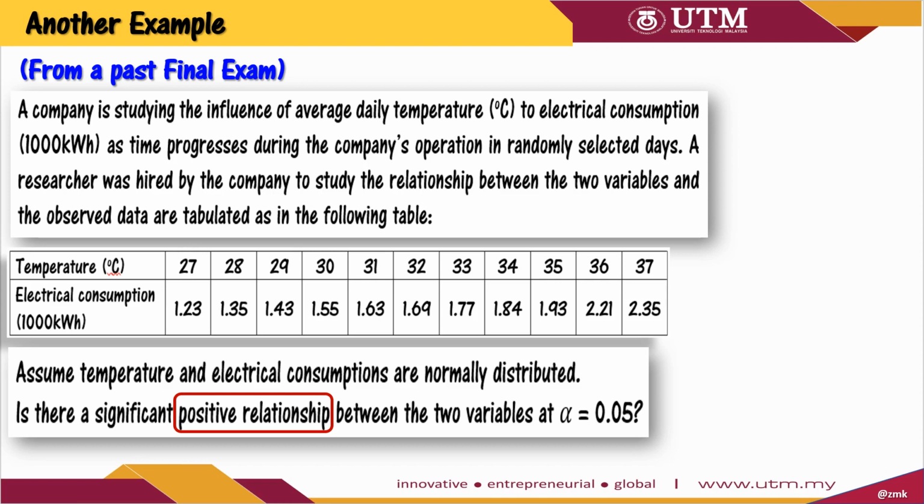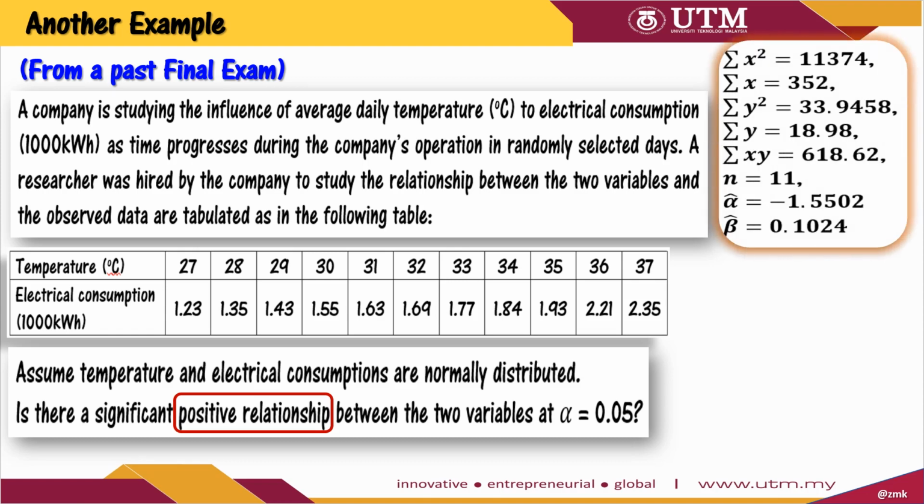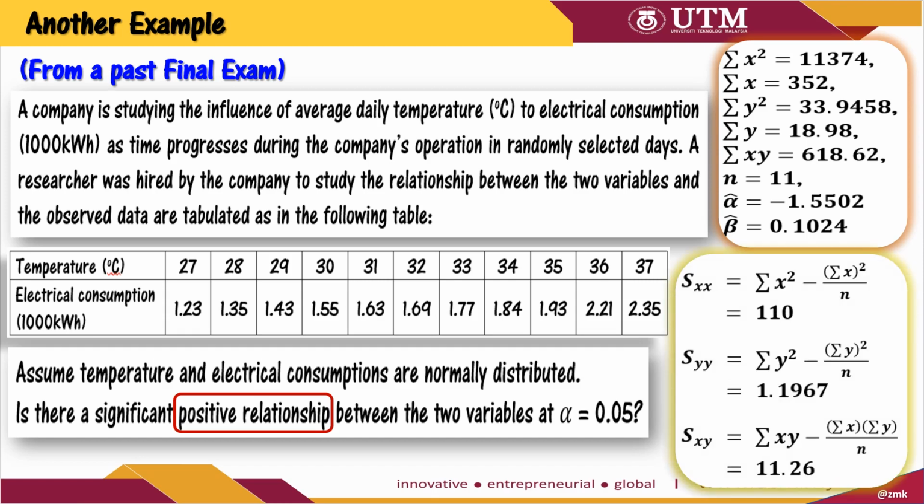Before you proceed to the test procedure, you can insert all the data in your calculator and extract all important statistical summaries that will be useful to answer this question. You can check if the statistical summaries are given as follows. Using these summaries, you can then calculate the sums of squares and the sum of product as given in this table. Now you should be ready to perform the correct statistical test to solve the problem as shown in the next slide.